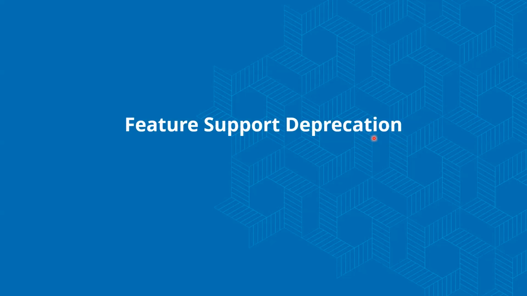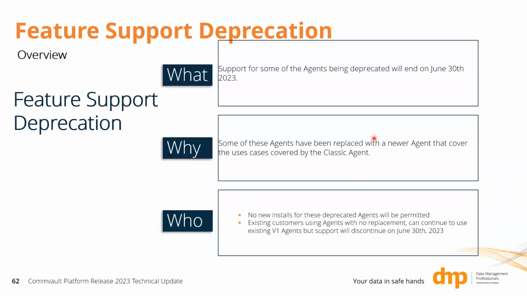Then an important one for deprecation. In June this year, some of the agents will really be deprecated. That is something to keep in mind, because we know that some customers are still using older agents, for example the version 1 indexing agents for Office 365 backups, and they will go out of support on June 30th this year.